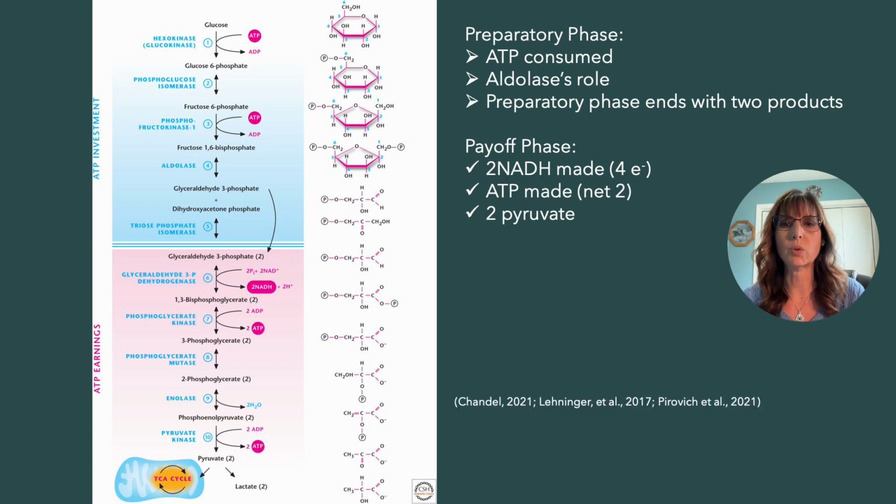There are 3 main regulatory steps in this pathway, and they are controlled by steps 1, 3, and 10, which are controlled by hexokinase, phosphofructokinase, and pyruvate kinase. So again, glycolysis is split into 2 phases. You have the preparatory phase and the payoff phase. We use 2 ATP molecules. We make 4 for a net of 2. And typically, this is followed up by the Krebs cycle, where those 3 carbon molecules are further broken down into carbon dioxide. All of the electrons are harvested on NADH and FADH2, and they go to the electron transport chain, where ATP is made in much greater quantities.